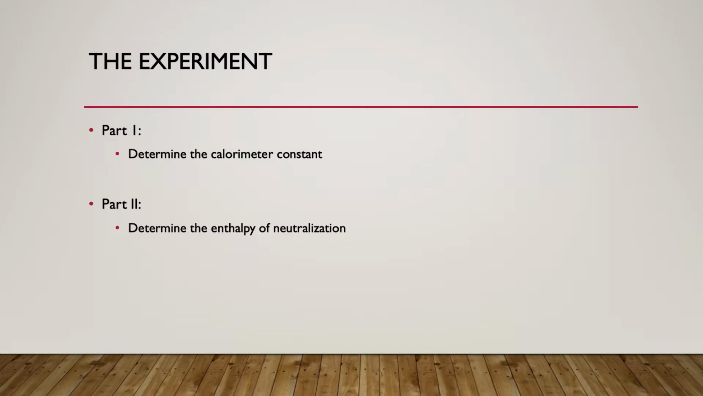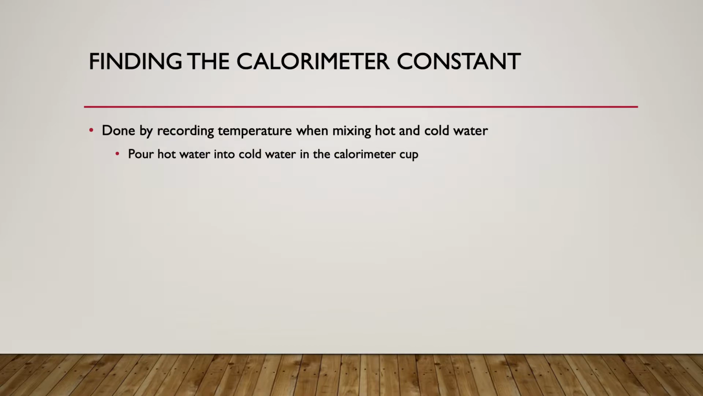Now, experimentally, there's going to be two parts to this experiment. The first part of this experiment is actually going to be to determine the calorimeter constant. So we didn't do that the last time we did calorimetry. We are going to do that this time, and we'll go through how to do that in just a second. And then once we've figured out the calorimeter constant, we'll have all the pieces we need to find the enthalpy of neutralization. We'll look at what the actual individual experiments are for each part, and also go over some of the calculations for each as we go.